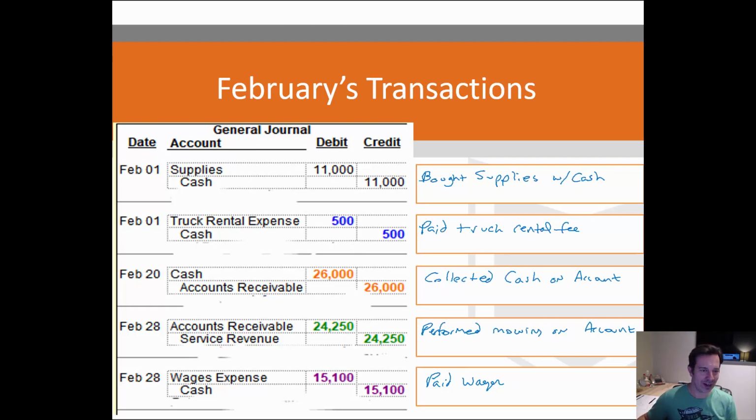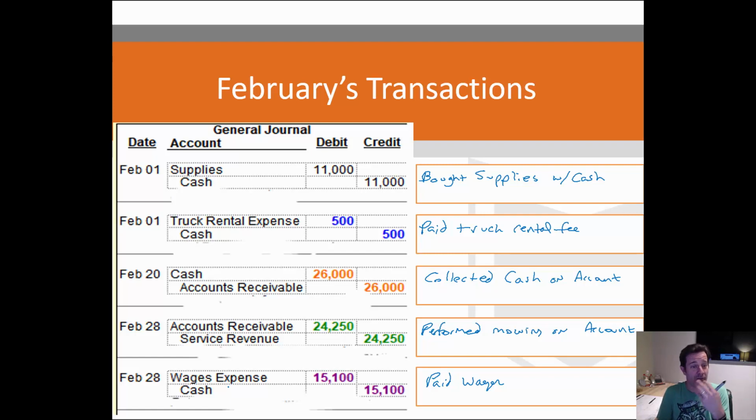All right, so I was bragging on my handwriting, and now it's kind of gone downhill. Let's take a look and see what we have for the descriptions on the routine February transactions that we had during the month. First one we already saw, we bought supplies, paid for them with cash money. February 1, we paid truck rental fee, right? Truck rental expense, paid with cash, but paid truck rent. On February 20th, we collected money on an account receivable. February 28th, we have a debit to account receivable, a credit to revenue. Well, we performed mowing on account. And then finally, February 28th, we paid wages.